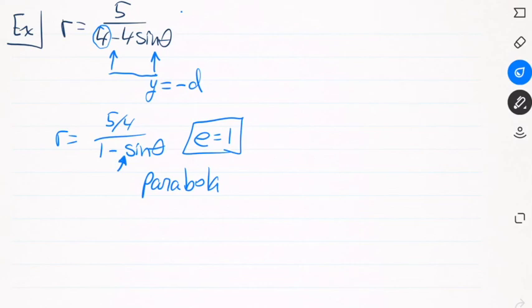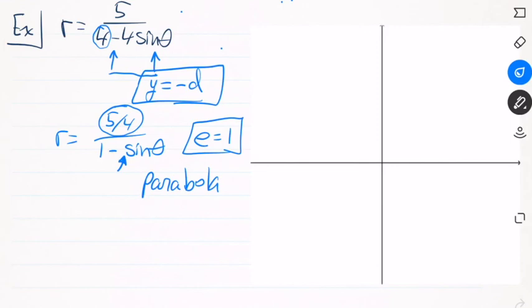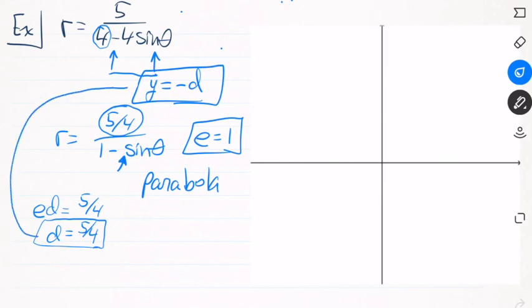And for the directrix, y equals negative d, where d is really easy to find with e equal to 1. The top number is ed, so ed is equal to 5/4, but e is equal to 1, so d is equal to 5/4. Now be careful here. This is just saying that your directrix has a value of 5/4. The equation of your directrix is going to be, from up here, y equals negative d, which is equal to negative 5/4. So we're going to get a line down here at y equals negative 5/4.